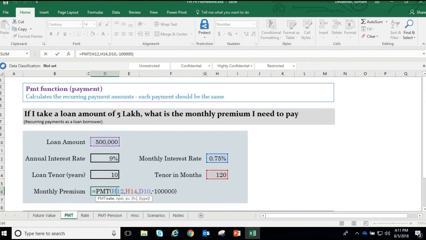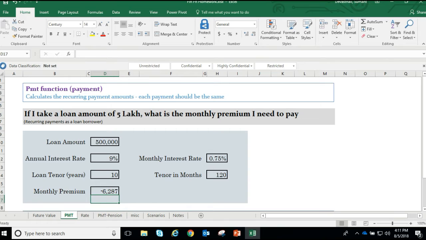Let's see another variation. Let's take out this future value from here and let's look at the final parameter, which is the type. Okay, typically loans start with our premiums at the end of a monthly period. However, if we wanted to do it with the start of the month, that's also possible, and if we do that, as expected, the premium would go down. Okay, so these are the variations of the PMT formula.